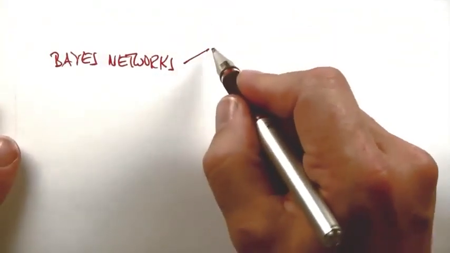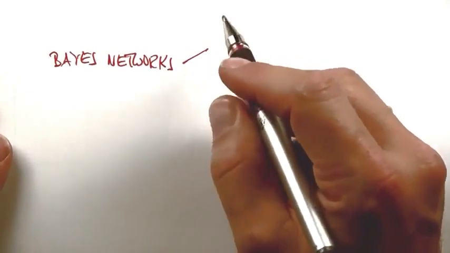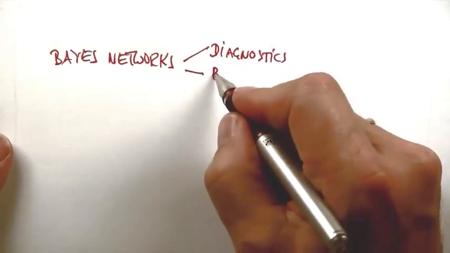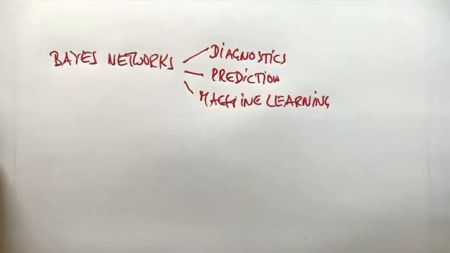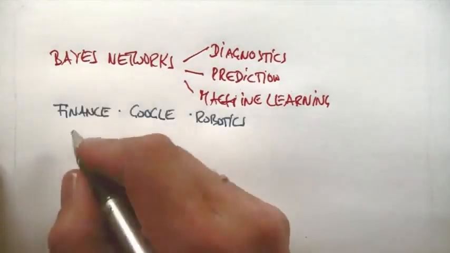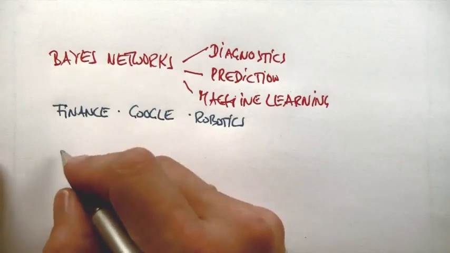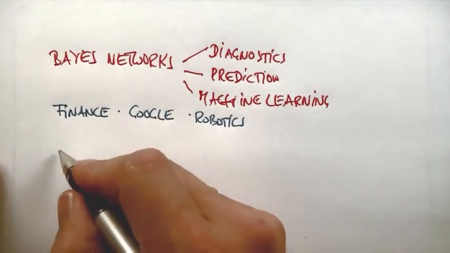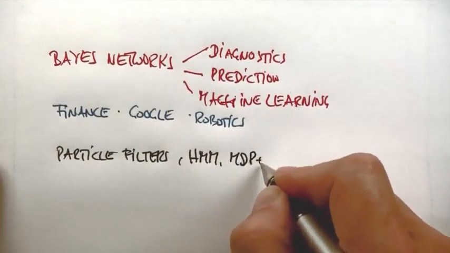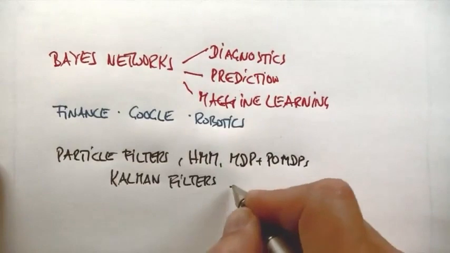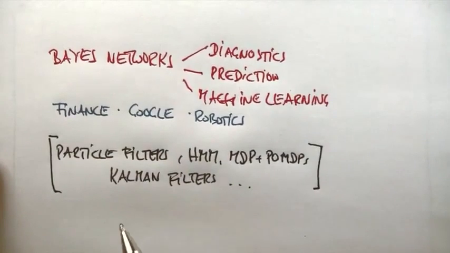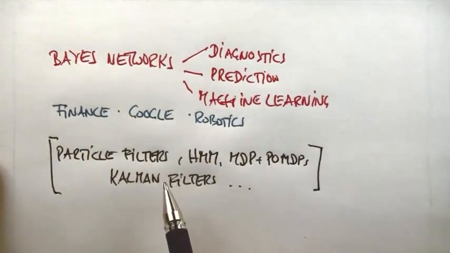Bayes networks are used extensively in almost all fields of smart computer systems, in diagnostics, for prediction, for machine learning, and in fields like finance, inside Google, in robotics. Bayes networks are also the building blocks of more advanced AI techniques such as particle filters, hidden Markov models, MDPs and POMDPs, Kalman filters, and many others. These are words that don't sound familiar quite yet, but as you go through the class, I can promise you will get to know what they mean.